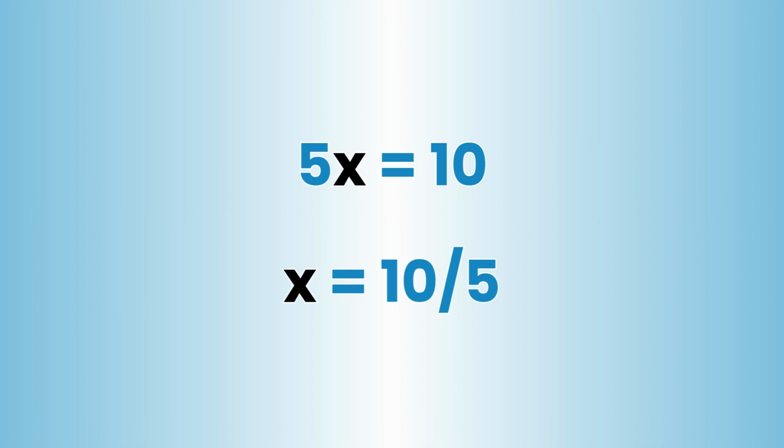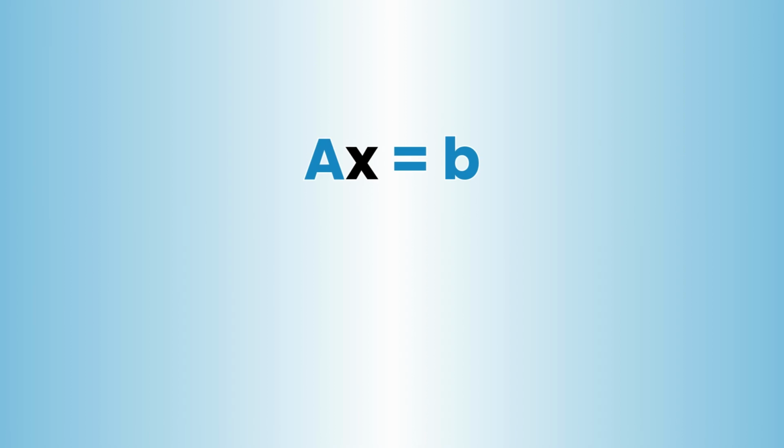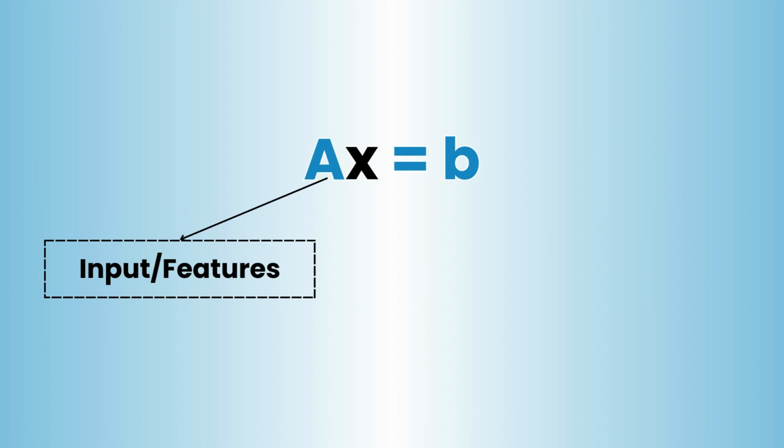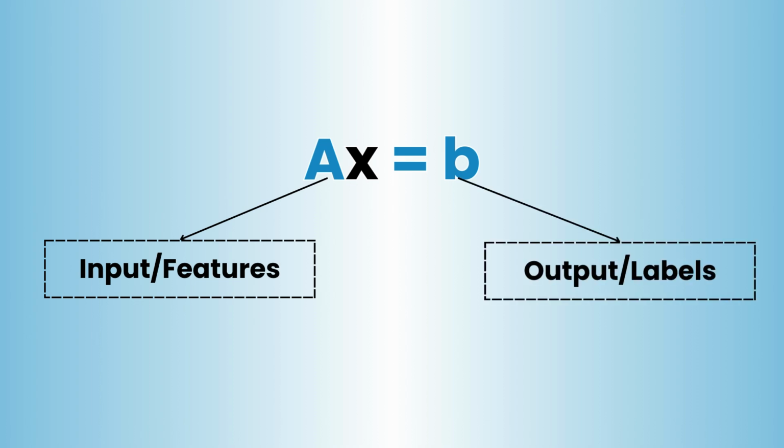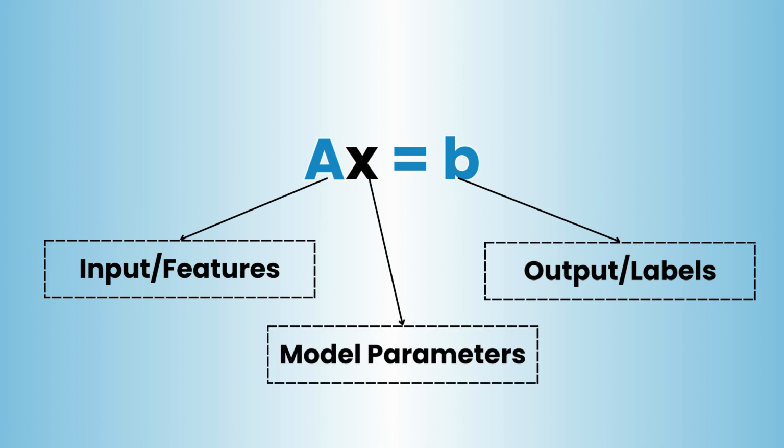In the world of machine learning, the problems won't be straightforward like what we have just seen, which will be more like this: Ax equal to B. Here, A is a matrix of our data, or in machine learning terminology, we can say input features, and B is a vector with the results that we want, or we can say labels, and x is a vector that we need to find that contains the model parameters.